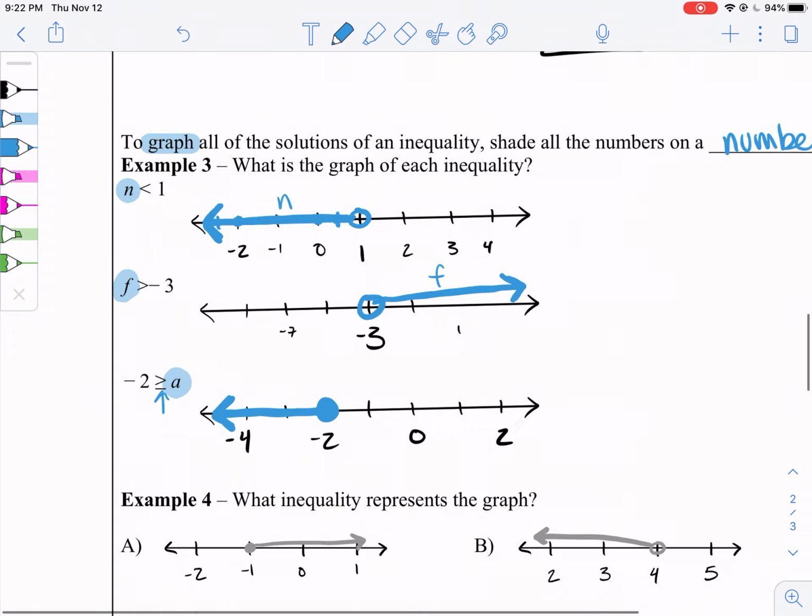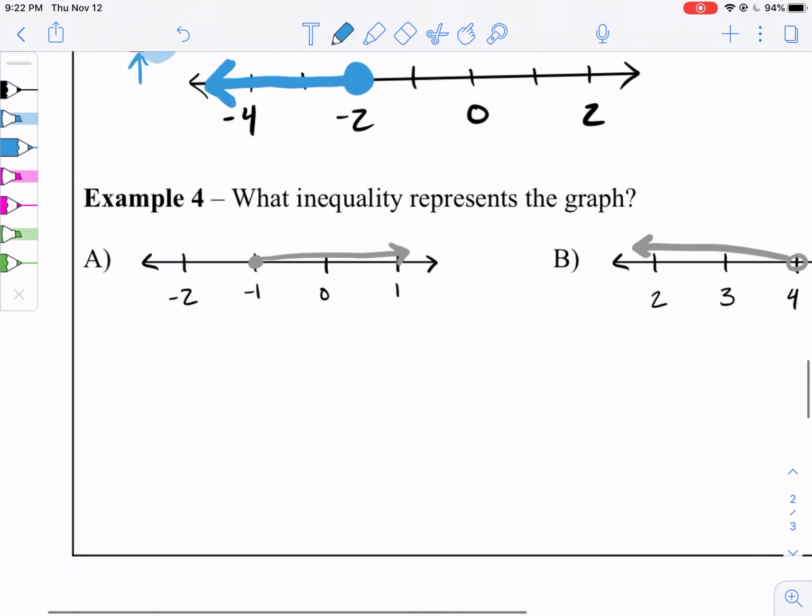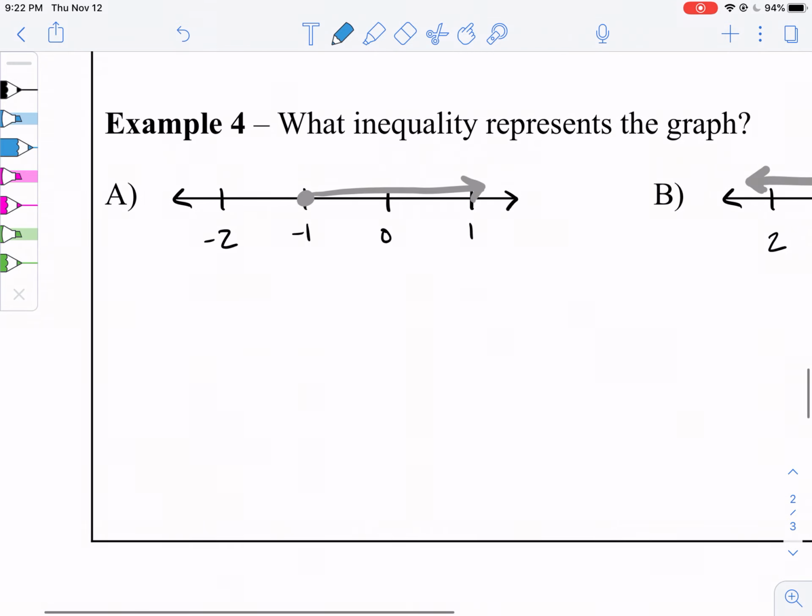Okay, well, now let's go the other way. What inequality represents each of these graphs? Well, look at where your graph starts. Look at where your dot is. Here our dot is at negative 1. So we're going to know that negative 1 is important. We also need to pick a variable. They didn't tell us which one to pick here, so we can pick whichever one we want. How about we go with K? K for Katarina.